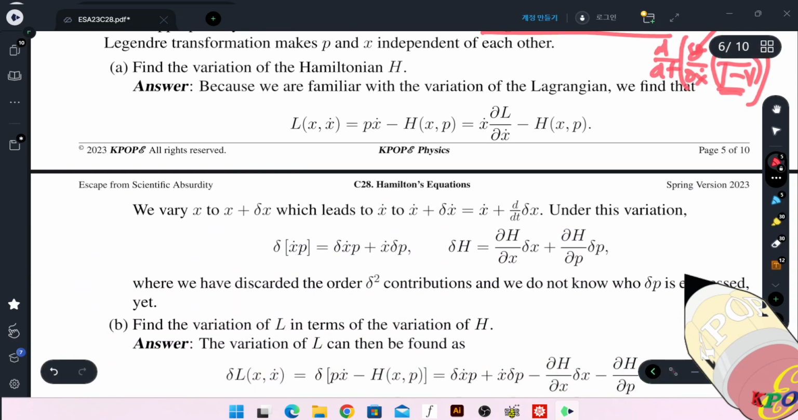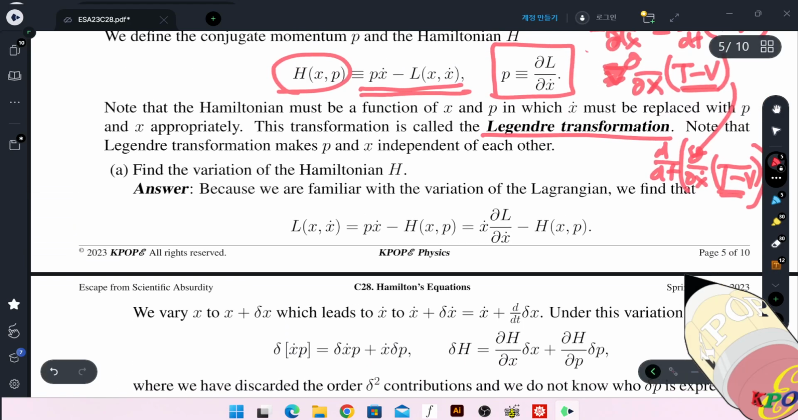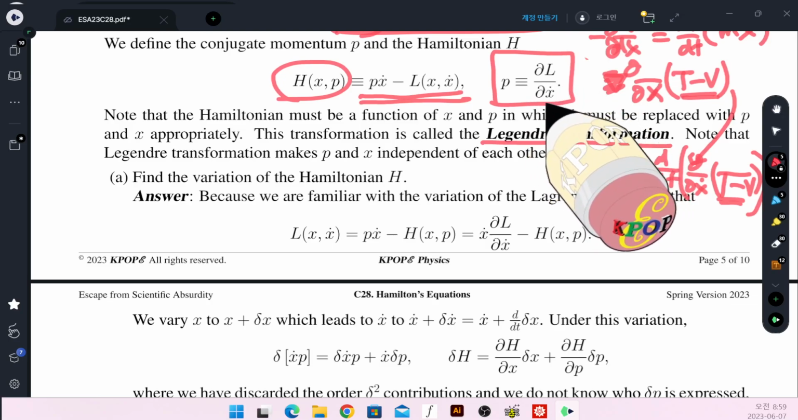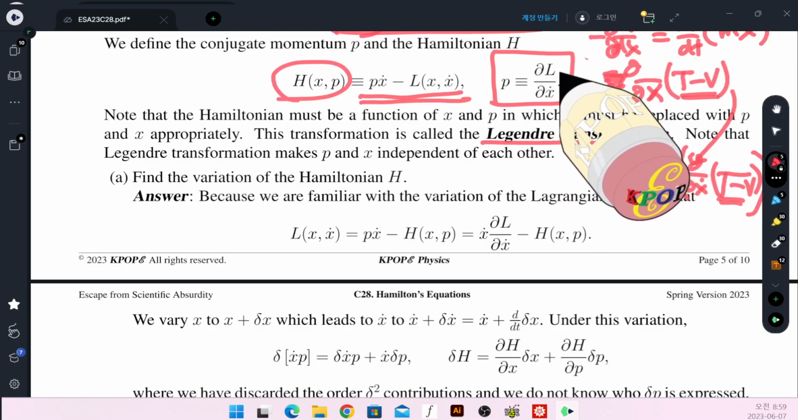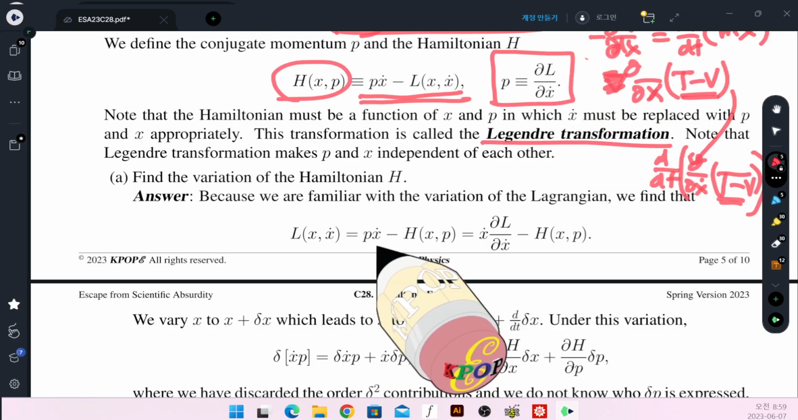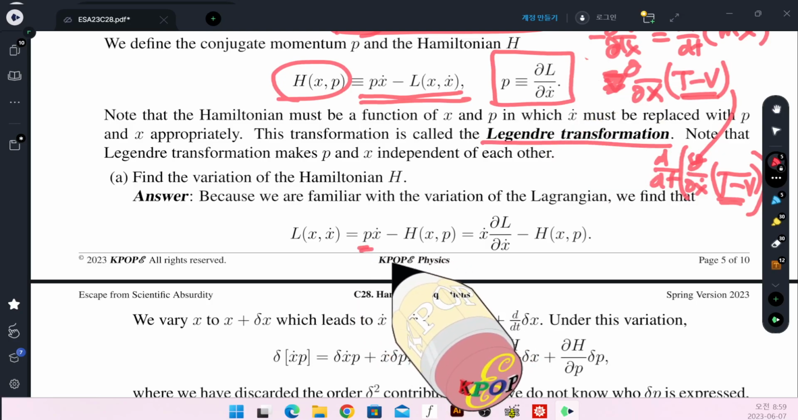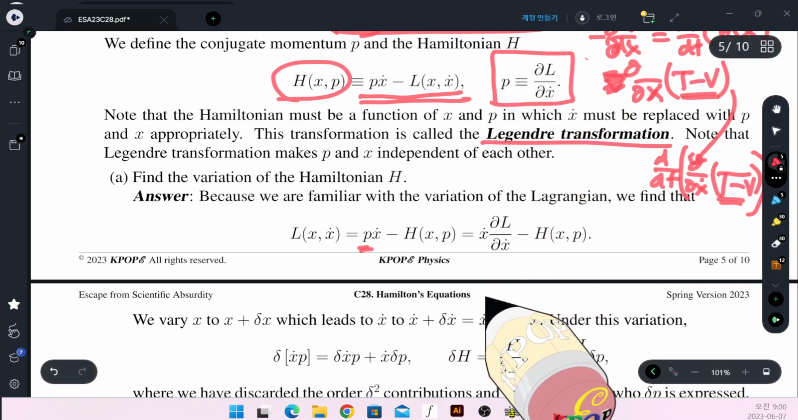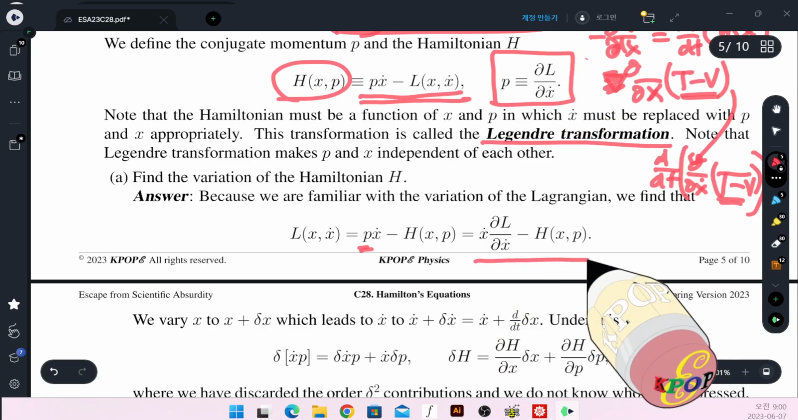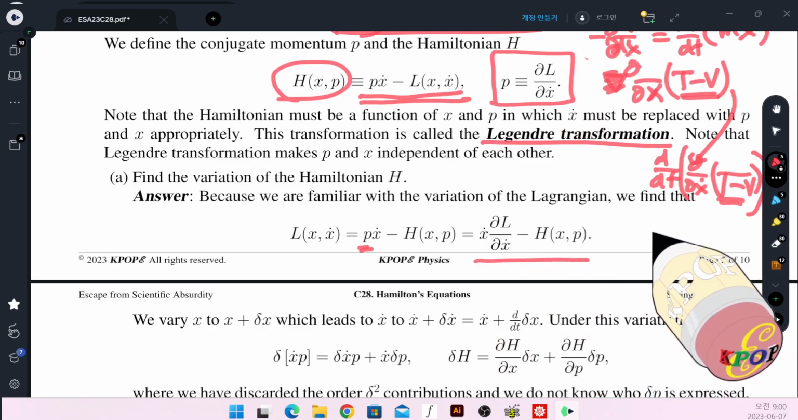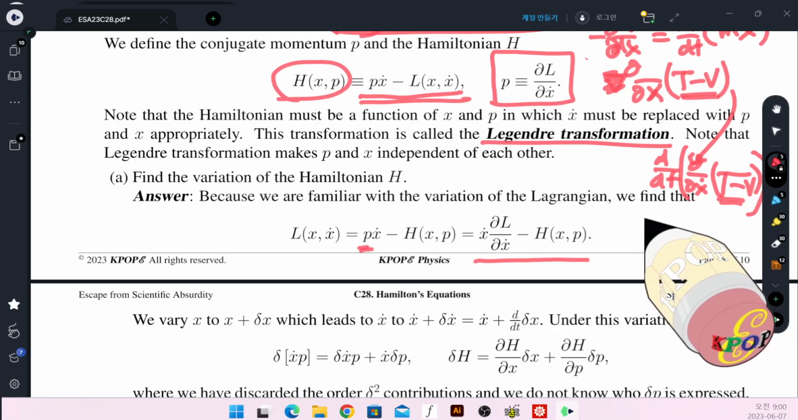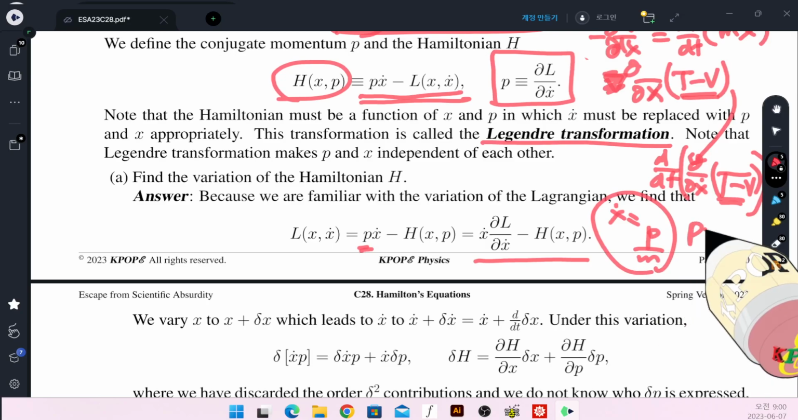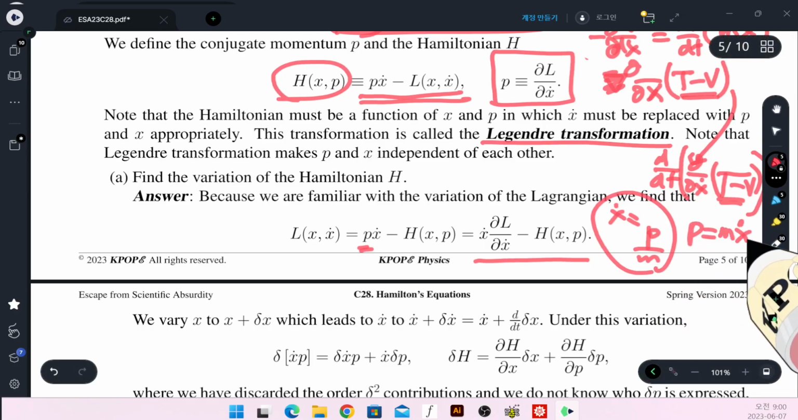So because this linear momentum is the partial velocity derivative of the Lagrangian, we have this p replaced with round L over round x dot. All right. After that, at the end of the day, we have to replace this x dot with something like that, because p equals m x dot, mass times velocity.